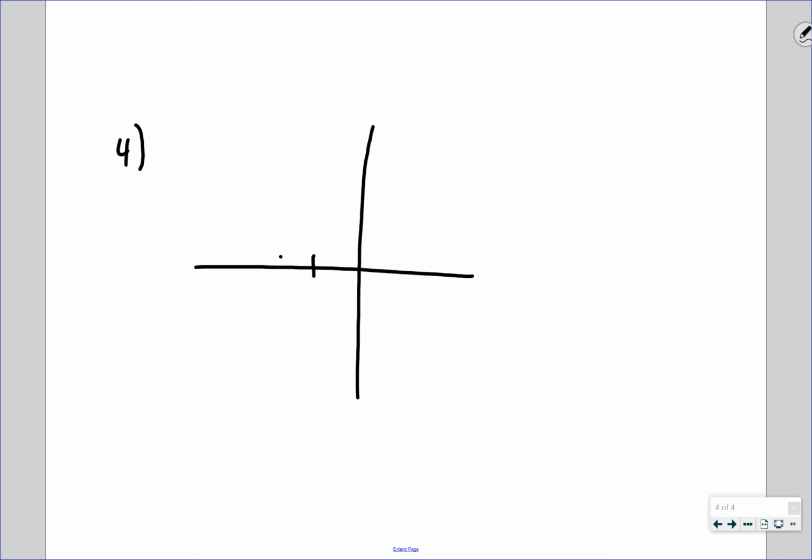Okay, number 4. Number 4 gives you a graph. The graph looks like this. This is f prime of x, so this is the derivative. It wants to know which can be true, which must be true.